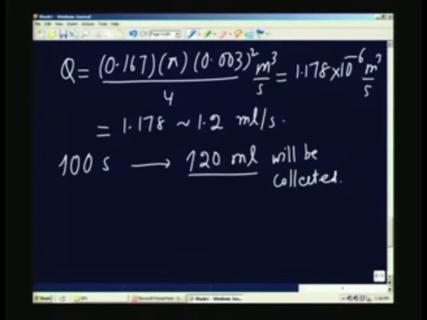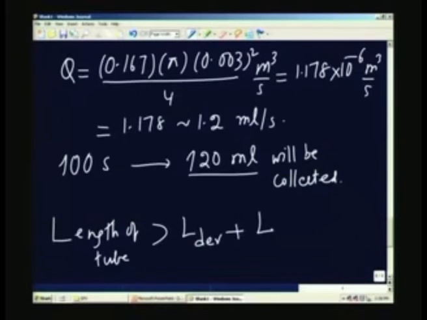Next, let us see what is the length of the tube I would like to have. So, the length of the tube, as you saw, should be greater than the L development plus L, the length over which I am going to measure the pressure drop.